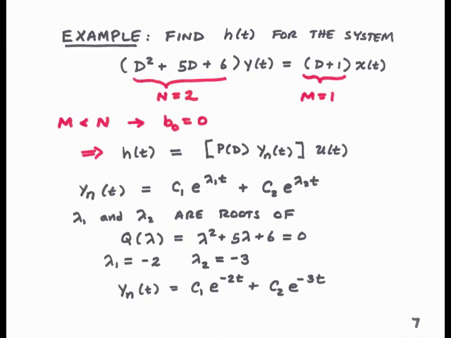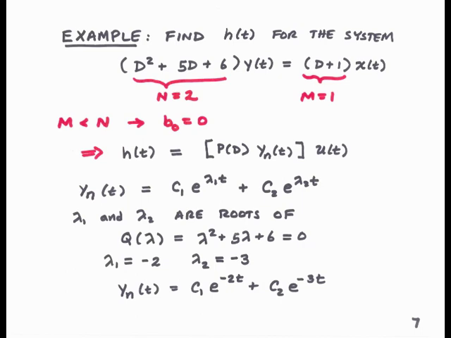Suppose you wish to find h of t for the following differential equation. q of D is D squared plus 5D plus 6, and p of D is D plus 1. We note that the order of q of D, n, is 2, and the order of p of D, m, is 1. So m is less than n, and the coefficient b0 is 0. That tells us that the impulse response will not have a Dirac delta in it, and will only consist of the term quantity p of D times yn of t multiplied by u of t.